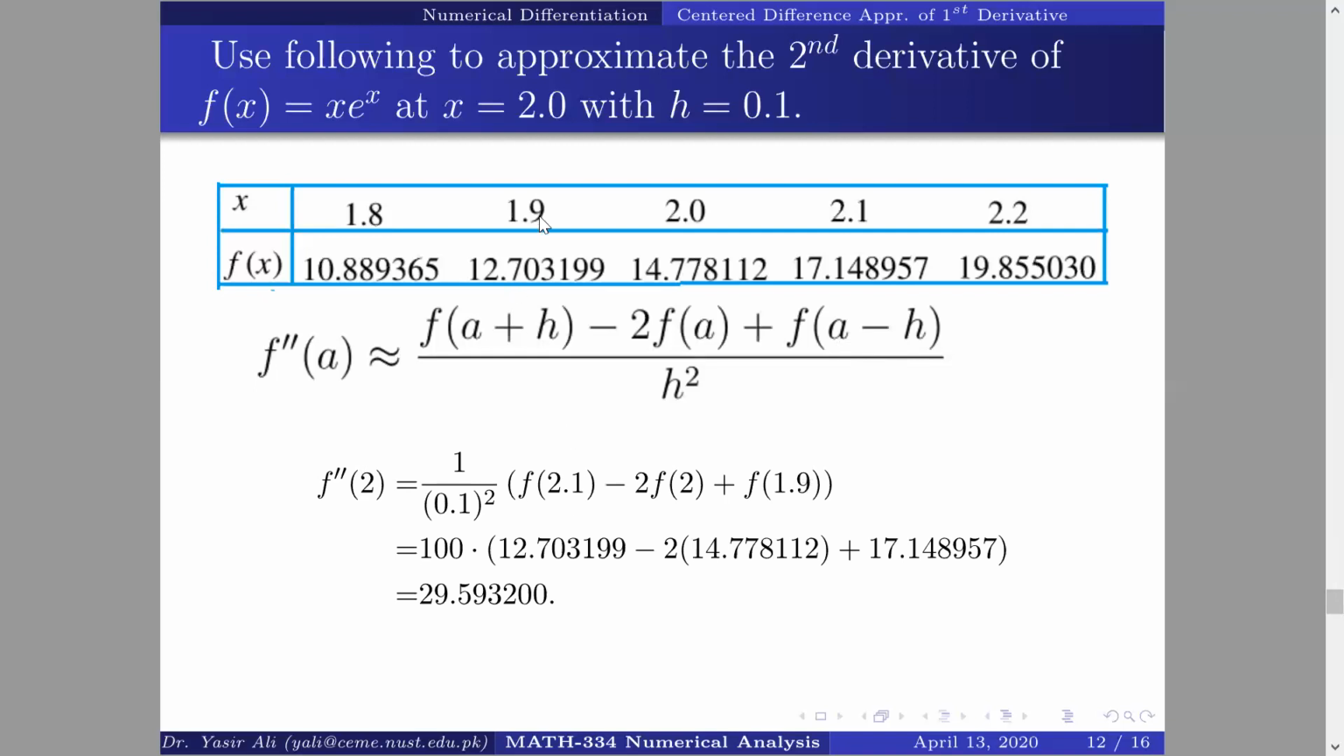So from the table, I can get the values and I can multiply and subtract and do the required operation. I can get the answer, which is equal to 29.593200. For the same, I can get a value of 29.704275 if I assume h to be 0.2.